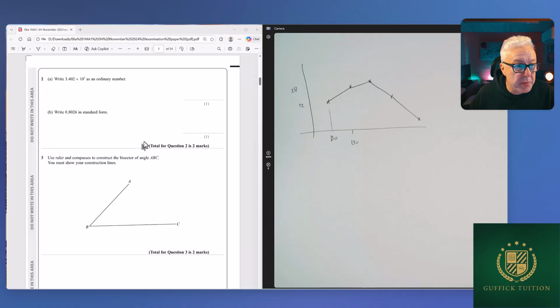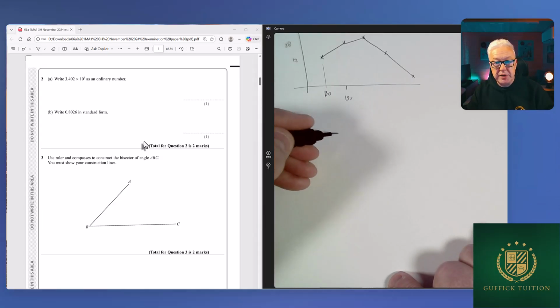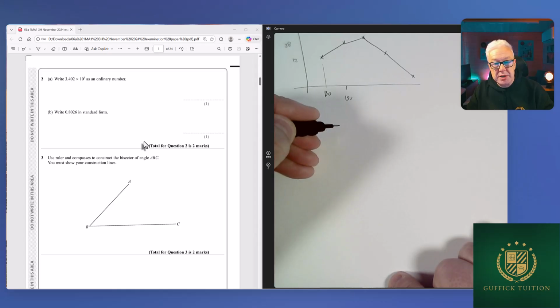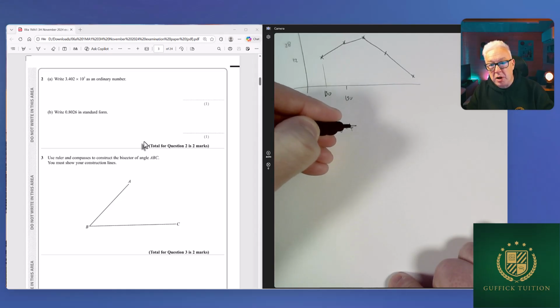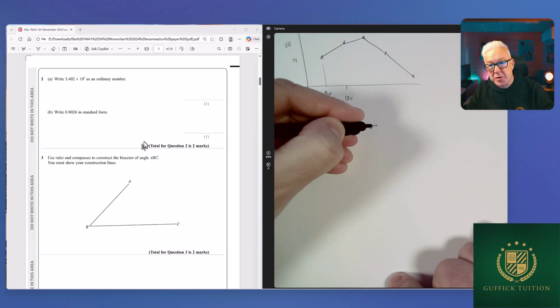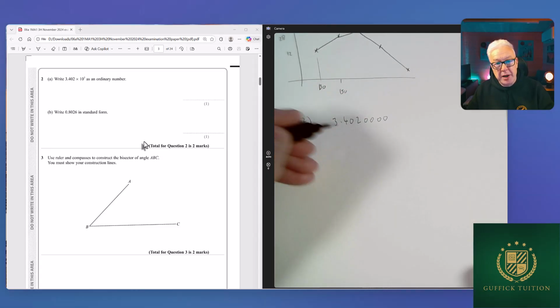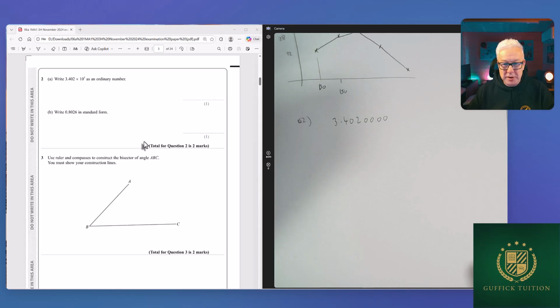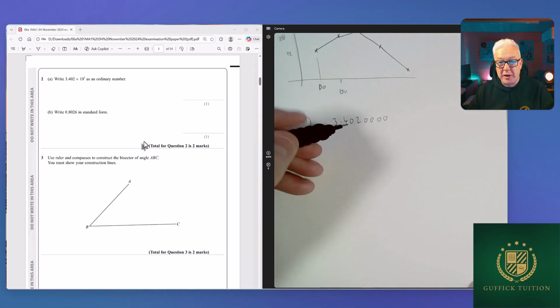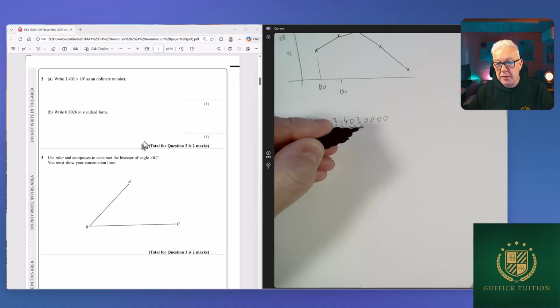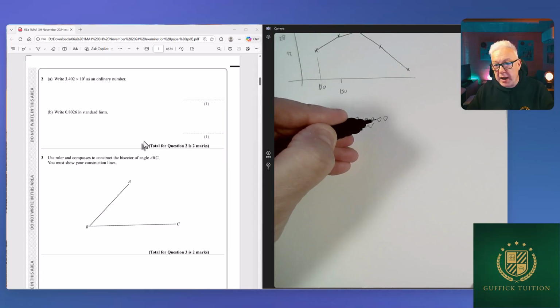Question 2, write down 3.402 times 10 to the 5 as an ordinary number. What I like to do for this one is write down 3.402, and I like to just put a bunch of zeros afterwards. You can either think of the number moving or you can think of the decimal point moving, but I think of the decimal point. So it's going to go 5 places to the right. 1, 2, 3, 4, 5. So it's going to land there.